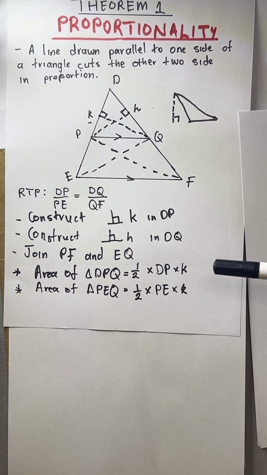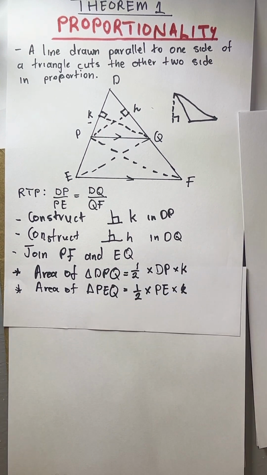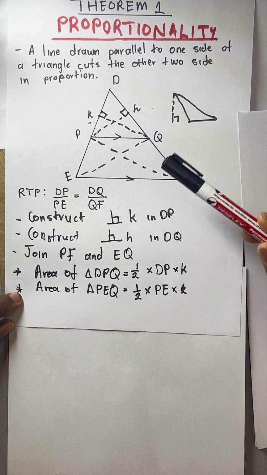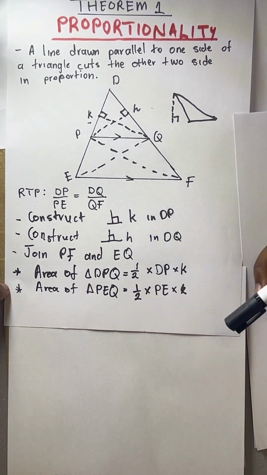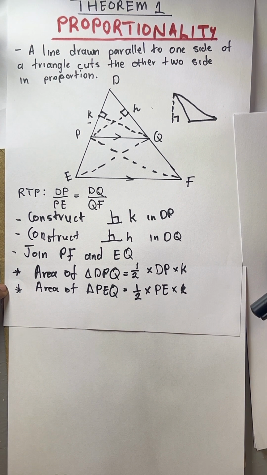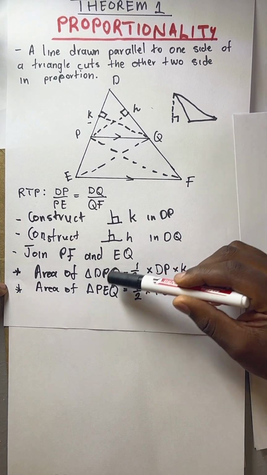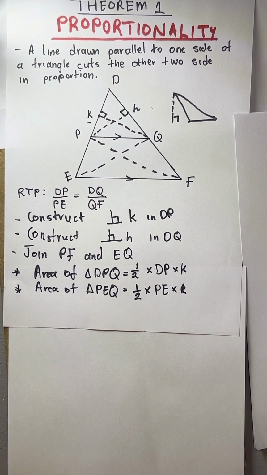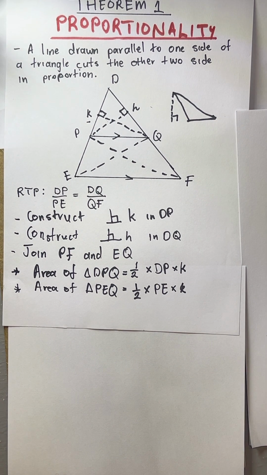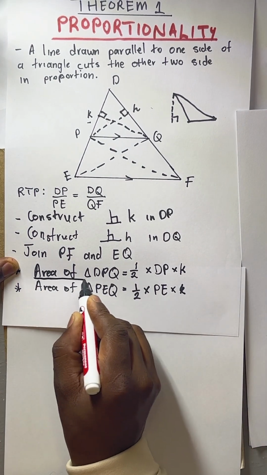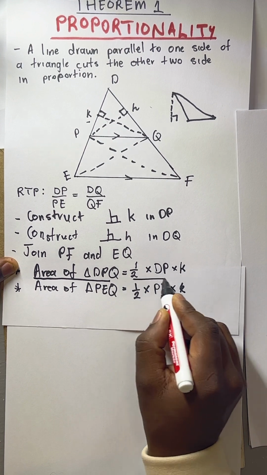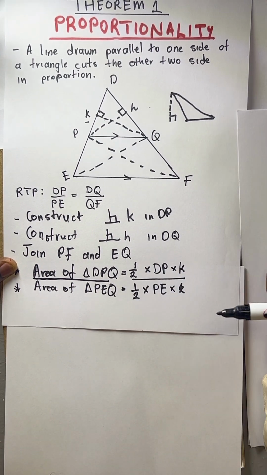After you have found the area of triangle PEQ, you take triangle DPQ, which is equal to half multiplied by DP multiplied by K, and you divide both of these triangles. Now what is it that you are going to have? If you divide these triangles, can you see that your half and your half are going to cancel?